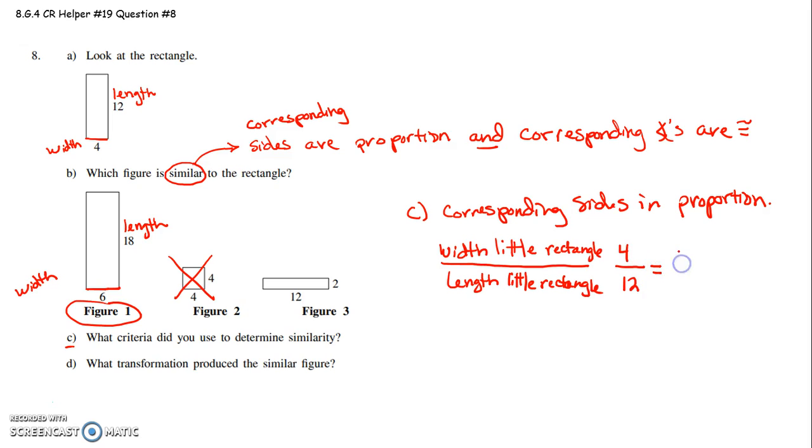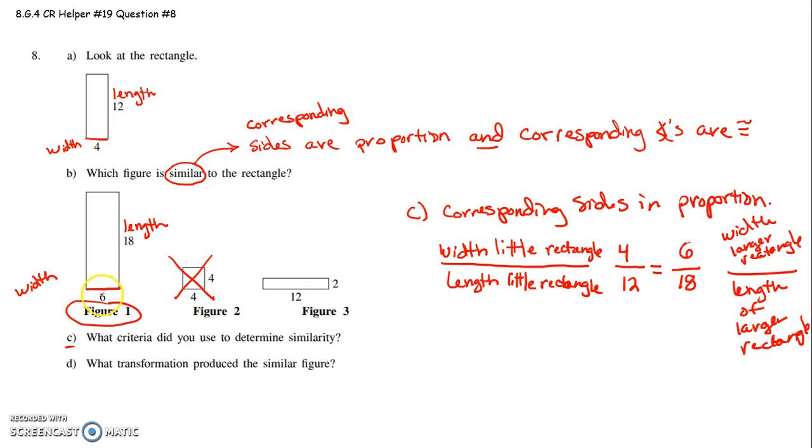I have to show that that's equal to the width of my larger rectangle to the, if I chose to put my width on top here, I'll put width on top here, to the length of my larger rectangle. So I have to show that 4/12 is the same as 6/18. That would mean the sides are in proportion.